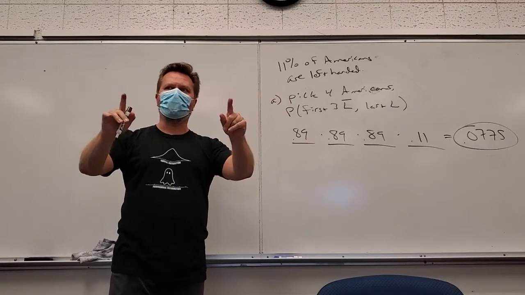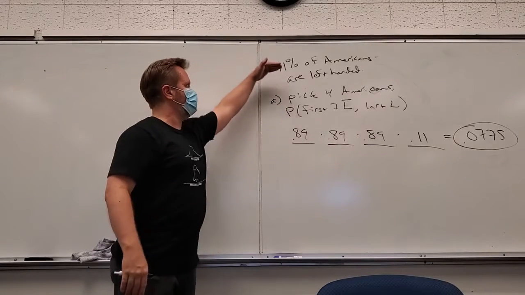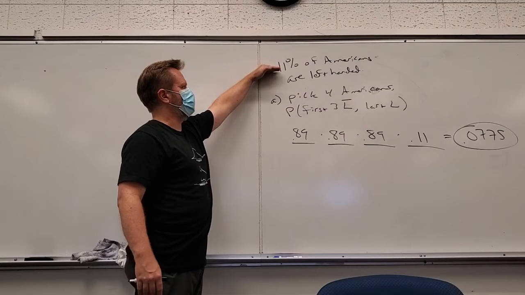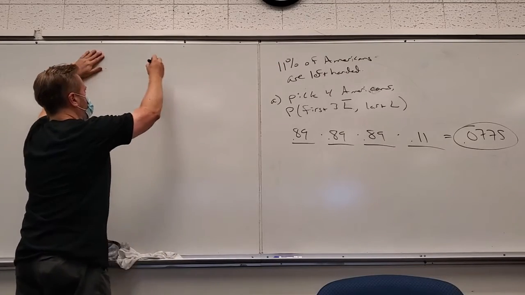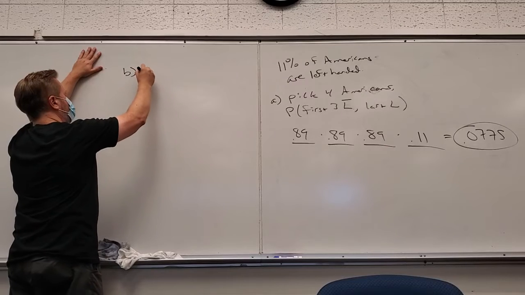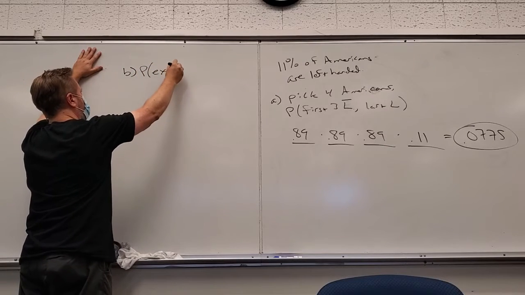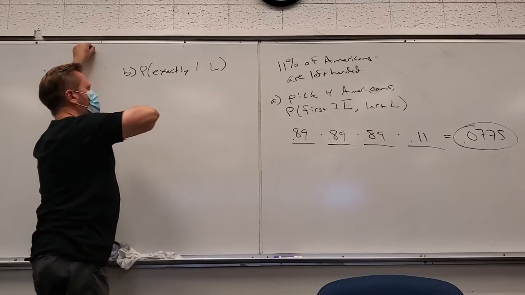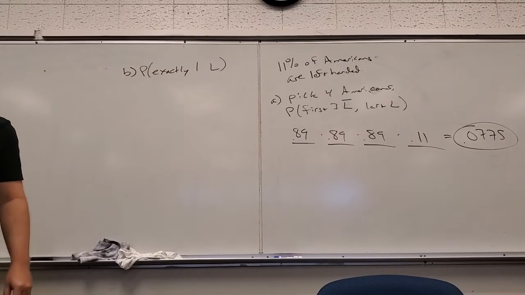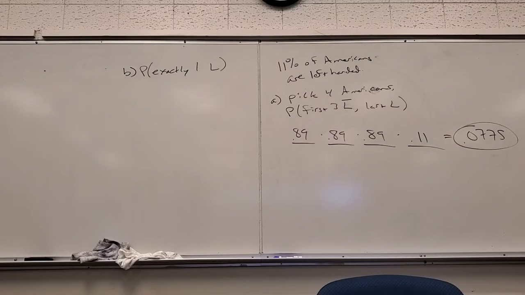So now, can somebody tell me, same thing. 11% of Americans are left-handed. We're gonna pick 4 Americans, but now I wanna know what's the probability that exactly one of them is left-handed. What is the difference between those 2 questions? Isn't that a situation where one is left-handed? Yes? Yeah. So how is that question very different from that question?